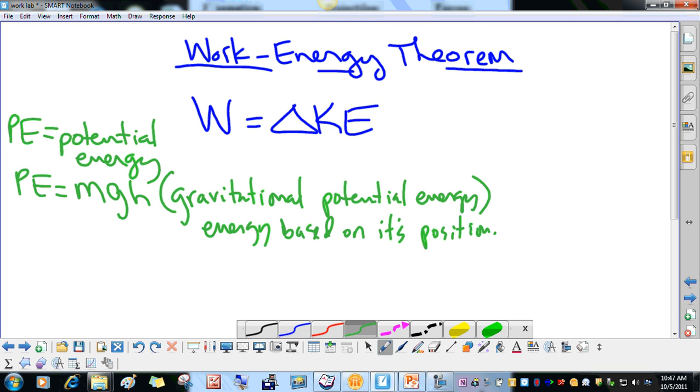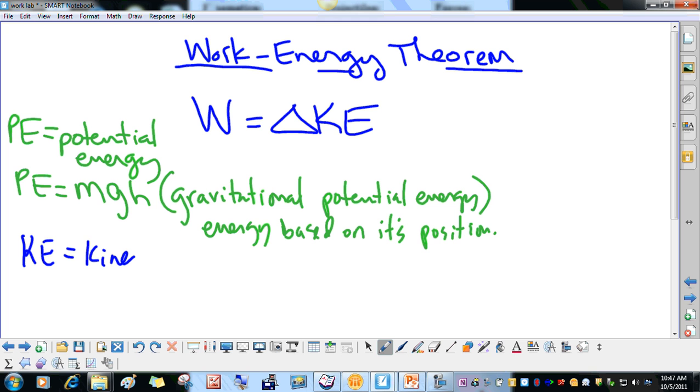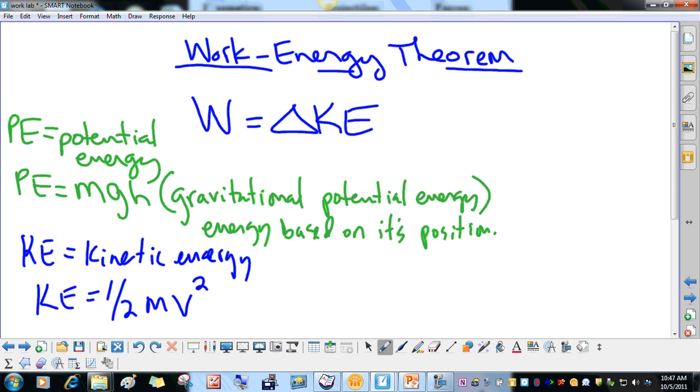Whereas KE equals kinetic energy. And by the way, this potential energy is just gravitational. There's also elastic potential energy, 1/2 kx squared. There's potential energy in the nucleus of an atom. There are different types of potential energy. Kinetic energy is usually pretty much the same everywhere: 1/2 the mass times the velocity squared of that object. Okay? It's measured in joules.